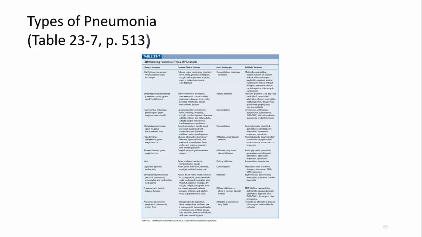So this table looks at the different types. So if you have Staph aureus versus E. coli, virus, Pneumocystis carinii. So it's worth going through that table.